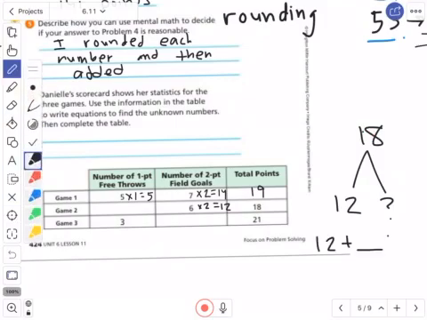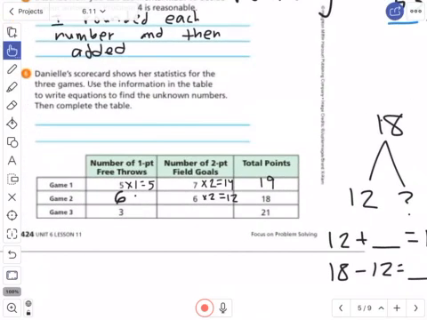12 plus something equals 18. Or I can do 18 minus 12 equals something. That's what I'm going to do. 18 minus 12 is 6. So she had 6. Cool. And that works. 6 plus 12 is 18. Okay. And on the bottom one here, game 3.